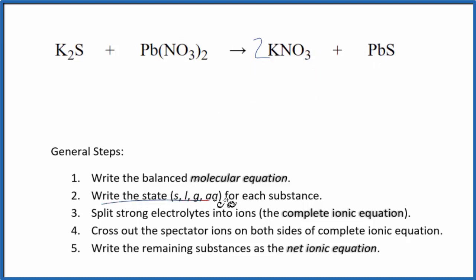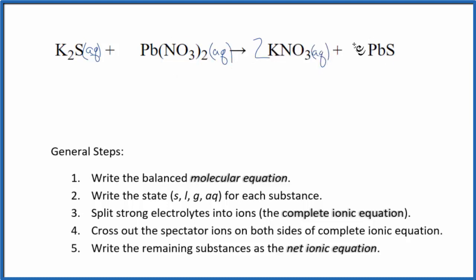Now we need to write the state for each substance. Potassium compounds are very soluble usually, so we're going to put aq. That'll dissolve and dissociate into its ions. Nitrates are very soluble, aq. We have potassium nitrate here, that's going to be aqueous.